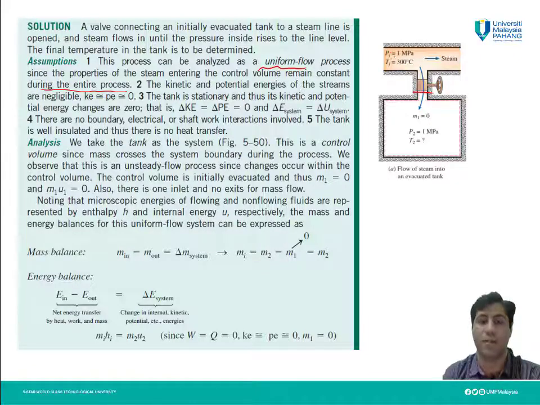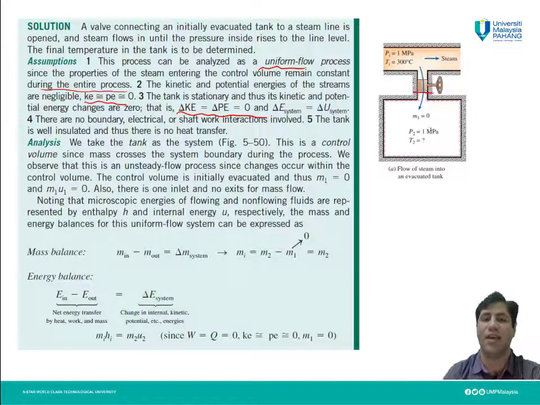Uniform flow means the property will be constant and doesn't change with time. The pressure will be 1 megapascal and the temperature will be 300 degrees Celsius during this charging of the tank process. Assumption number 2 is that the kinetic and potential energy of the stream are negligible and we can ignore them. The tank is stationary and thus its kinetic and potential energy changes are also zero. Delta K equals delta P equals 0.